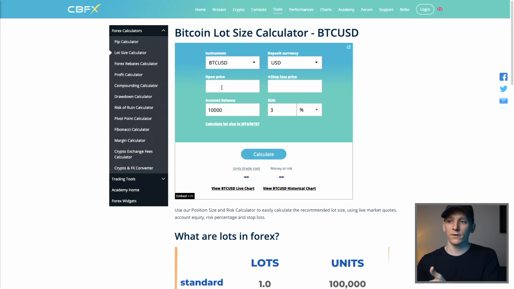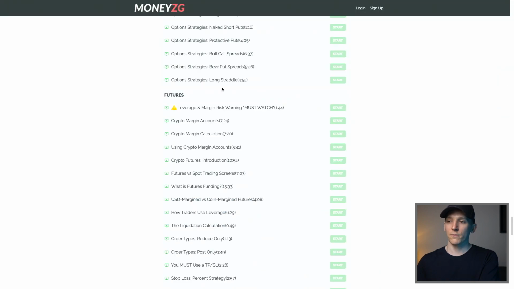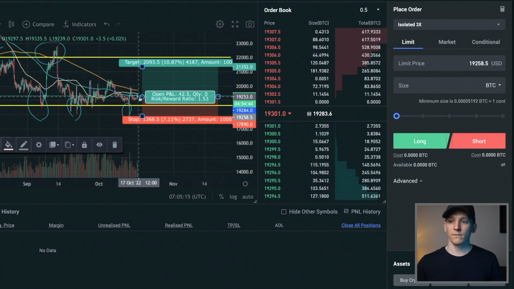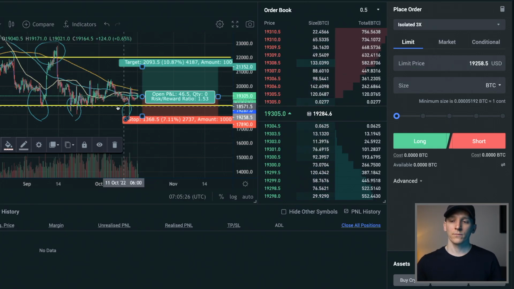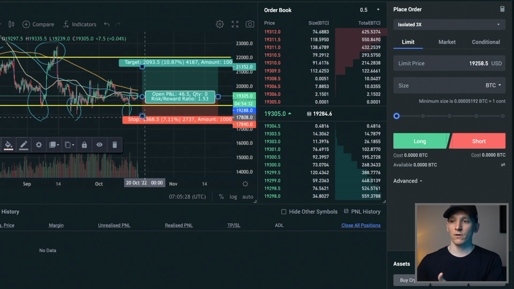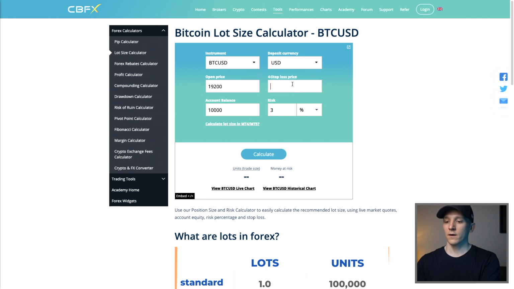But what I want to do now is look at the opening price and the stop loss price. So what I want to do here is this position. We know the opening price is, let's call it 19,200. So we'll go 19,200. And then the stop loss price, well, we've got that from our technical analysis. Our stop loss is around, let's call it 17,800. So we can do that, 17,800. Now, how big is your account?